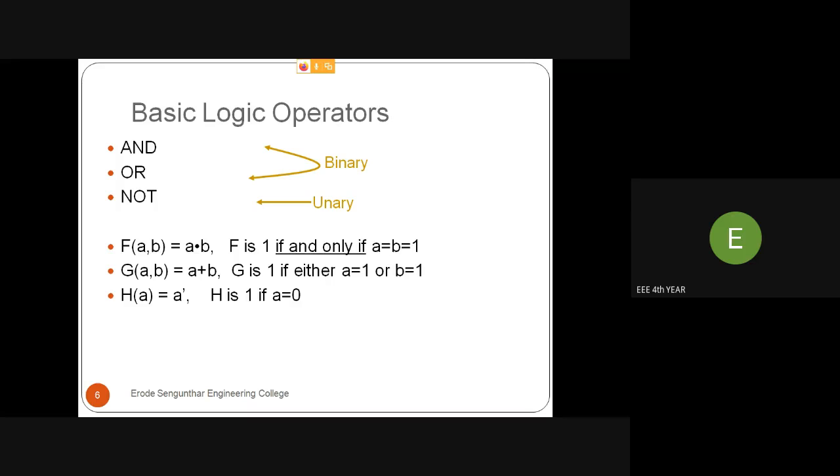Digital logic circuits is important: 20 percent of GATE questions are asked from digital logic circuits.